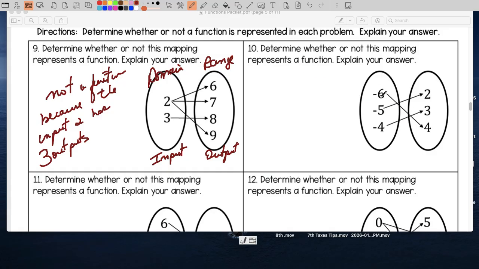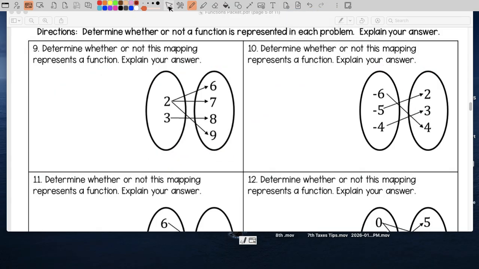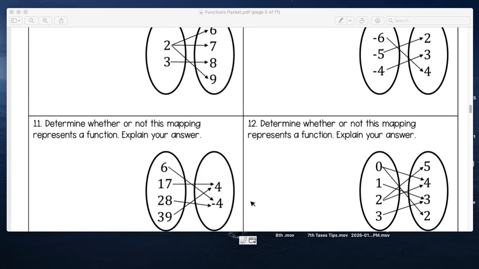Next one. Let's see. -6 partners up with 4. That's okay. Do we have any other -6? No. -5 partners up with only 2, and -4 partners up with only 3. So this is a function. One output for every input, right? So every x has only one partner, boyfriend, girlfriend. -6 is only dating 4. -5 is only dating 2. -4 is only dating 3. That's it. Everybody's boring. Okay.